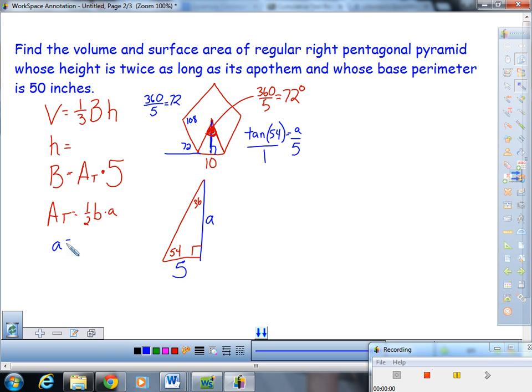Can somebody do 5 times the tangent of 54 and give it to me as a decimal, please? 6.88. Okay, I don't want to round too early because it might throw off my multiple choice answer, so I'm going to leave it like that. All right, so A is 6.88. I agree with that. That makes sense. Can somebody confirm that before we do a bunch of work and get it wrong? 5 times the tangent of 54.